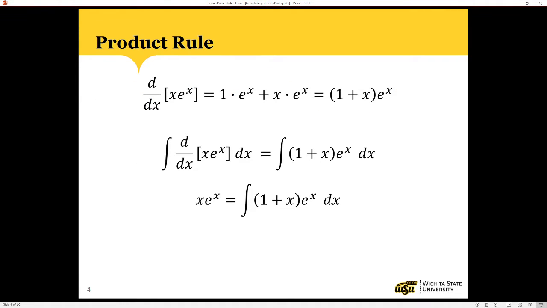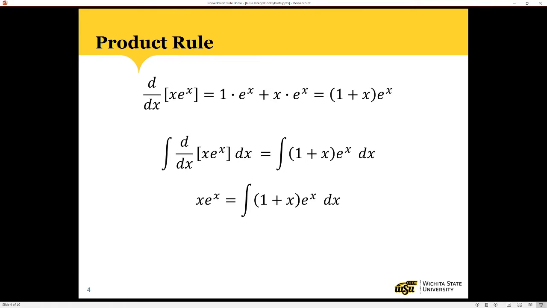If we continue practicing using the product rule, let's differentiate x times e to the x. Well, the derivative of x times e to the x would be the derivative of x, which is 1, times e to the x, plus x times the derivative of e to the x. And remember, e to the x is that function whose derivative is itself. If we simplify algebraically, we can factor the e to the x, and we get the quantity 1 plus x times e to the x.